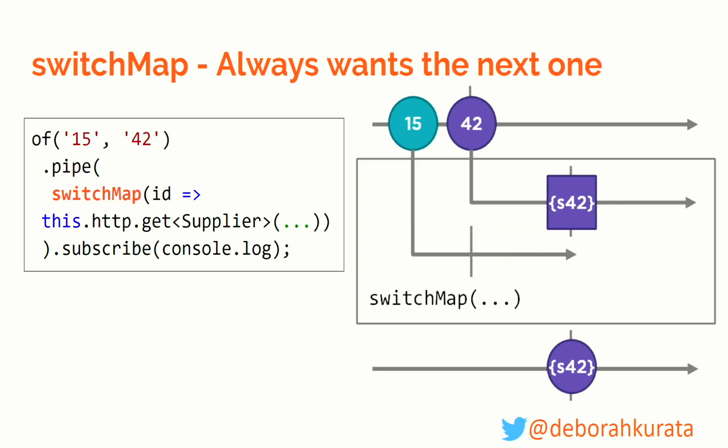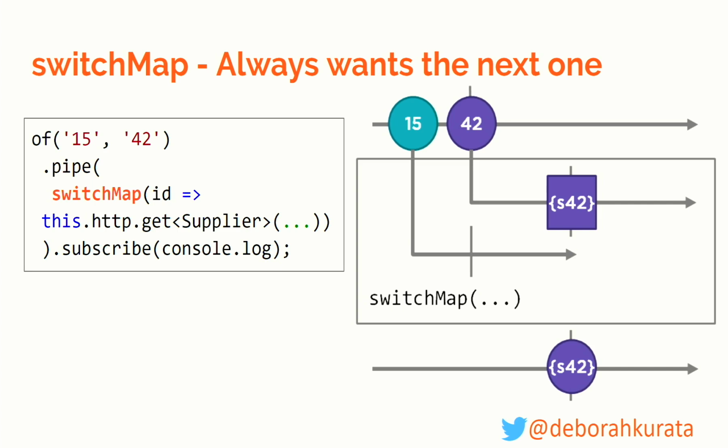The last one is switchMap, and switchMap always switches to the most recent one. So again, I have of 15 and 42. When 15 is emitted, it goes to get 15, and before it's gotten it, 42 comes along and says, oh, okay, never mind on the 15, I'm going to go get the 42 instead. And again, this one would not work for our scenario.